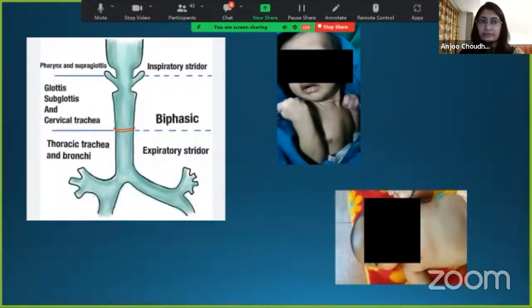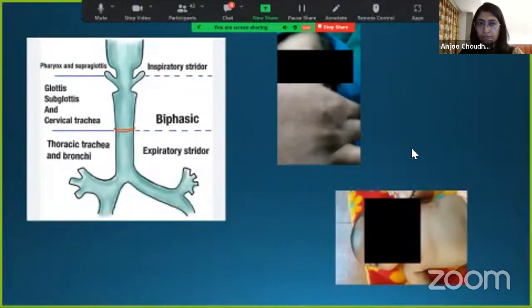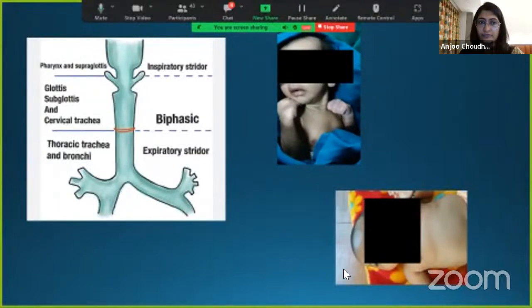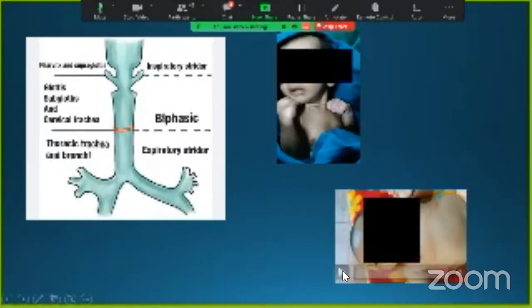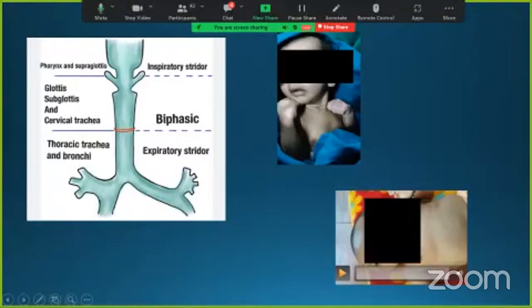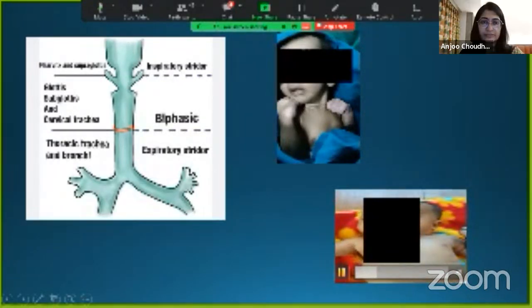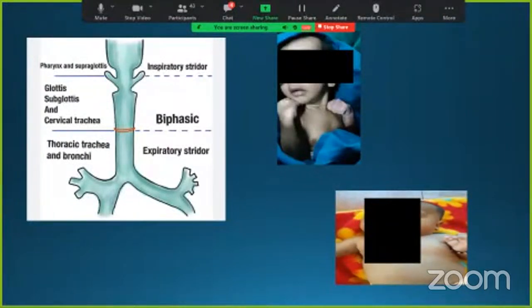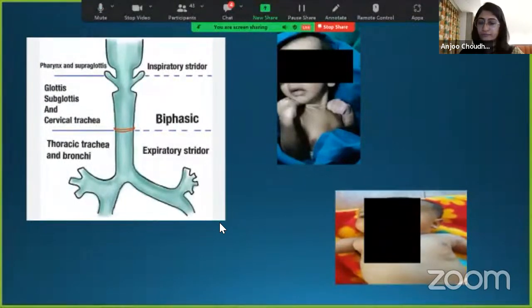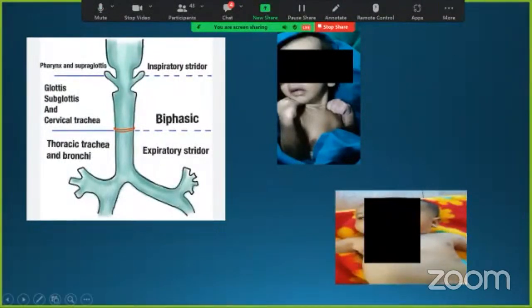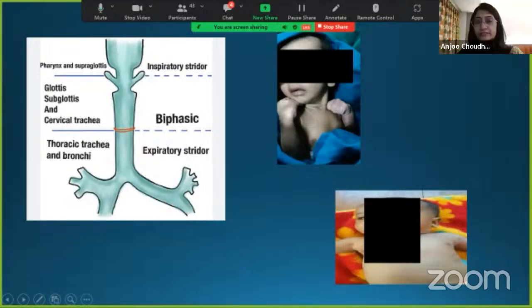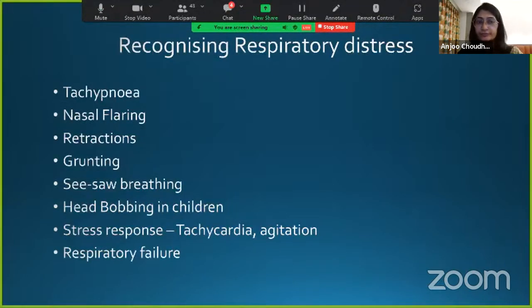With retraction. Any inspiratory stridor typically starts at the level of the supraglottis or glottis. A biphasic stridor would be a little lower down. These are both examples of inspiratory stridor. And any expiratory stridor would arise from the distal airway. Then the second step is to recognize signs of respiratory distress in terms of tachypnea, nasal flaring, retractions, grunting, seesaw breathing, head bobbing in children, stress response, and respiratory failure.